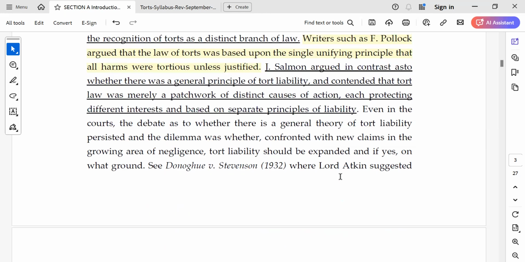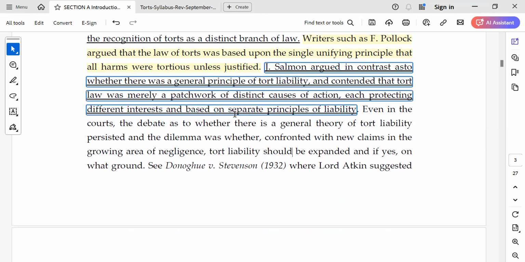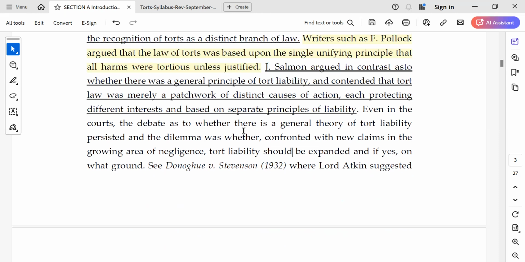According to that stand, even in the courts, the debate as to whether there is a general theory of tort liability persisted. The dilemma was whether, confronted with new claims in the growing area of negligence, tort liability should be expanded, and if yes, on what ground?